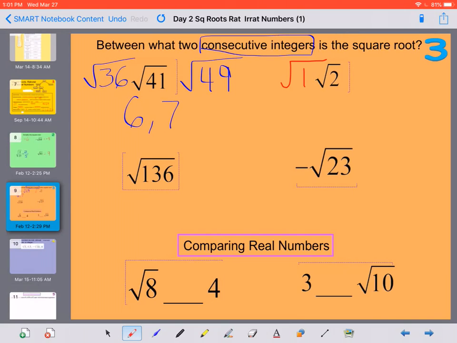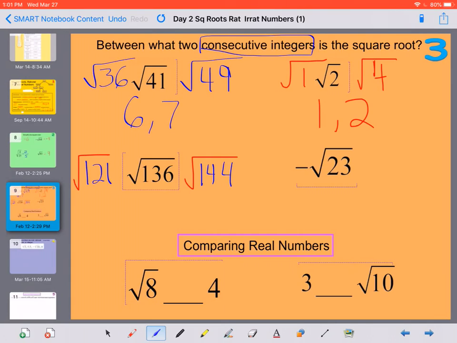Here the square root of 1 comes before 2, and the square root of 4 comes after 2. So the square root of 1 is 1, the square root of 4 is 2. So it comes between 1 and 2. For the next one, the perfect square before and the perfect square after, well, I know the one after is 144, and the one before is 121. So the square root of 121 is 11. The square root of 144 is 12. So between 11 and 12.